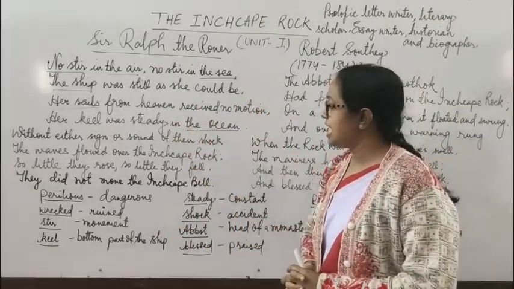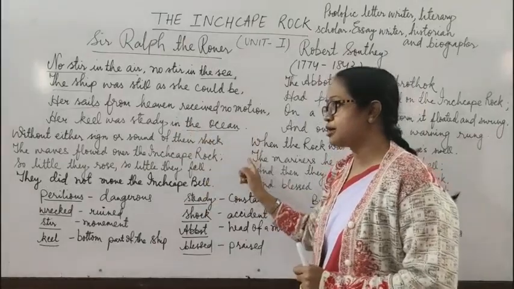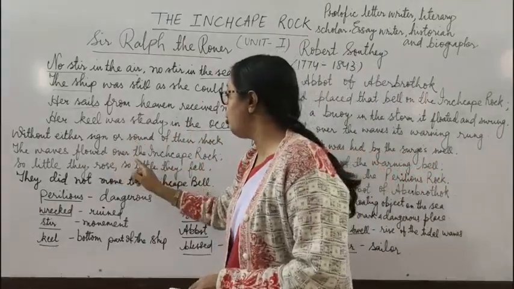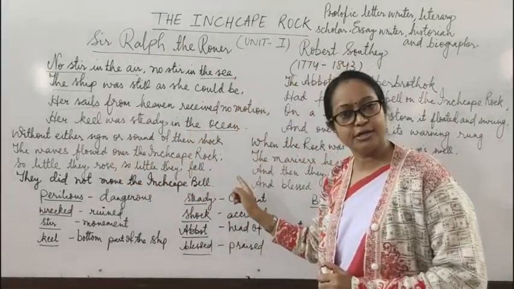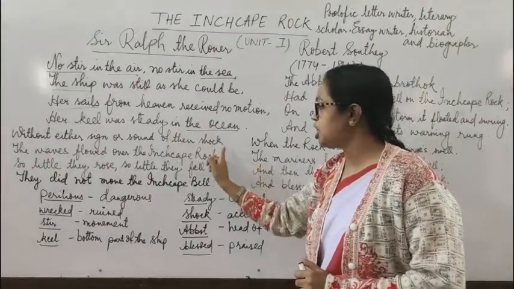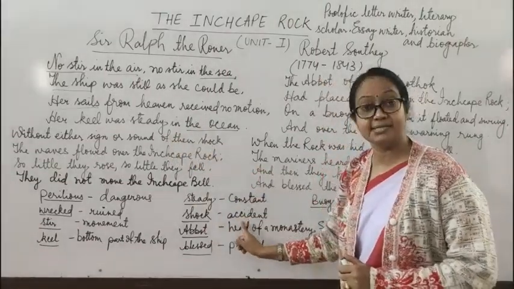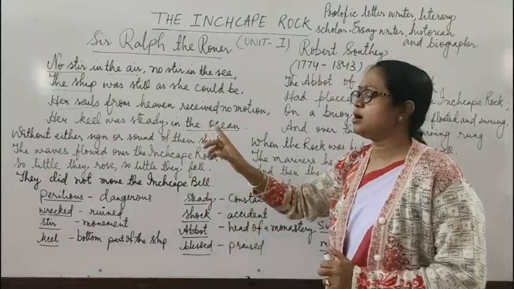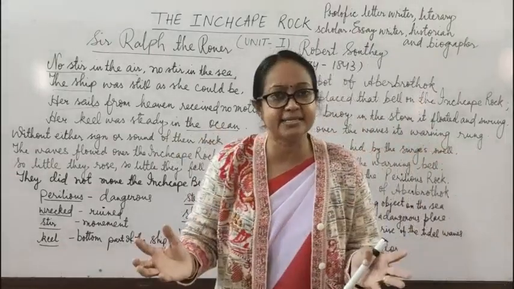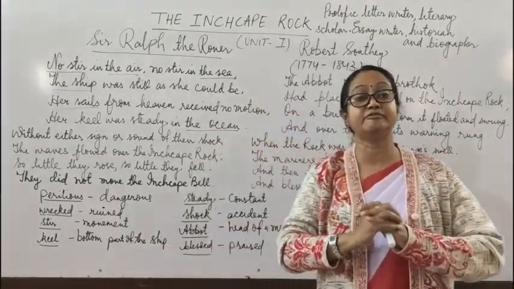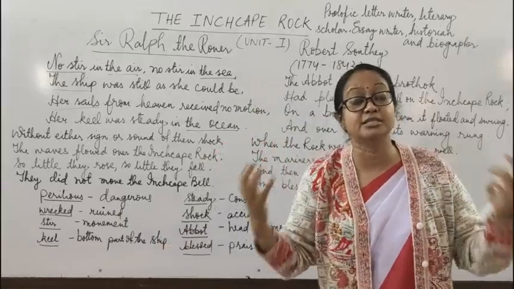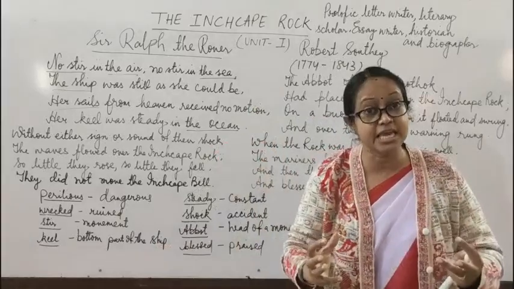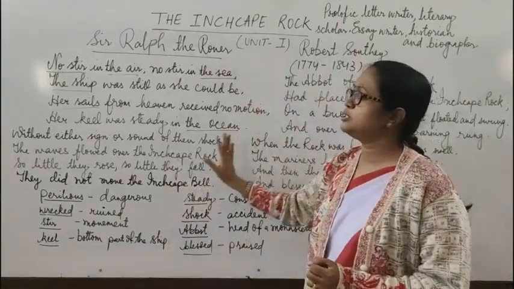Without either sign or sound of their shock, the waves flowed over the Inchcape rock. So without any sign, shock here refers to accident, okay? So without any signs of any accident, without any signs of any kind of undone situation in the sea. Why? Because everything was motionless.